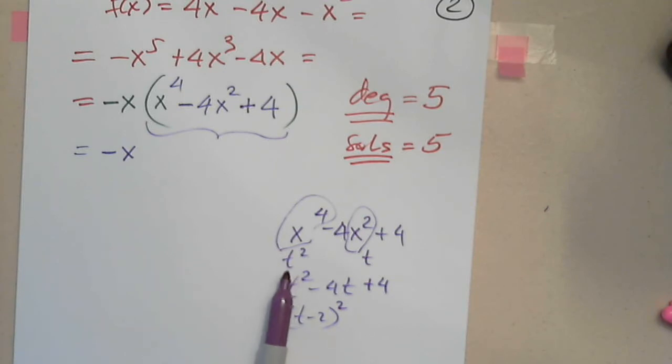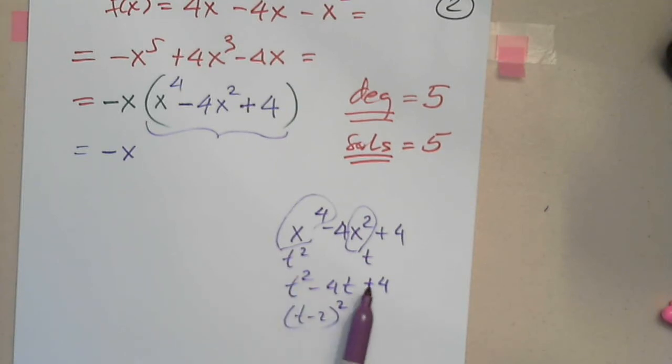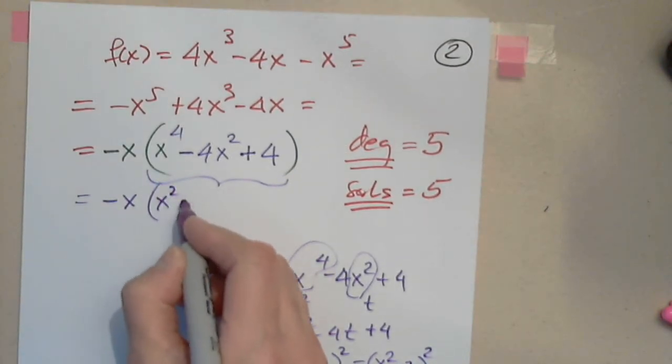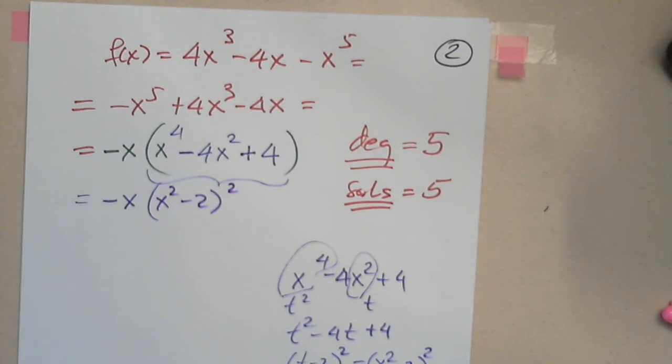But then I have to go back to t squared, right? Or t. So I know that t is x squared. So this is x squared minus 2 squared. And that's what I'm going to write, x squared minus 2 squared. So this is the complete factored form. And somehow I have to come up with 5 solutions.